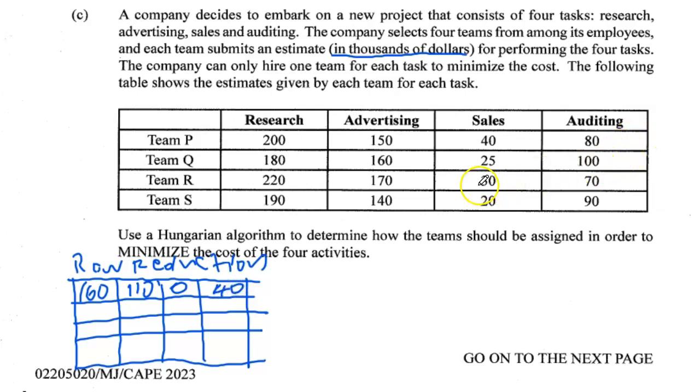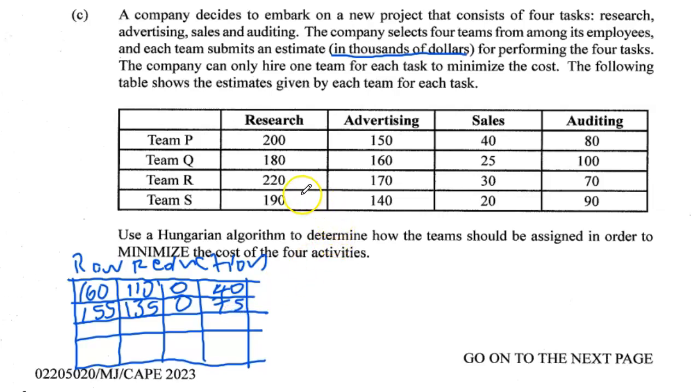Next, row 2. Smallest value in row 2 is 25. So we're going to subtract 25 from every value in row 2. So 180 minus 25, that's 155. 160 minus 25, that's 135. 25 minus 25, that's 0. And 100 minus 25, that's 75.